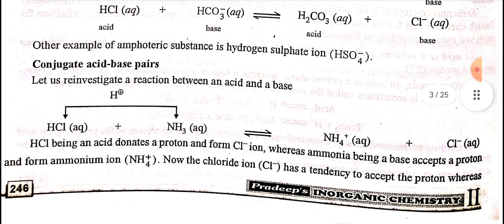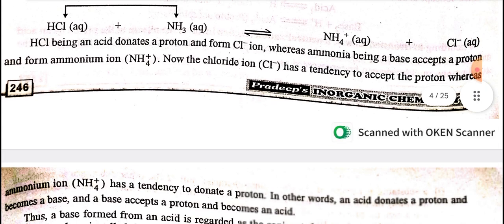Conjugate acid-base pairs. Let us reinvestigate a reaction between an acid and a base. HCl plus ammonia gives ammonium plus chloride ion. HCl, being an acid, donates a proton to form chloride ion, whereas ammonia, being a base, accepts a proton to form ammonium ion. Now the chloride ion has a tendency to accept the proton, whereas ammonium ion has a tendency to donate a proton.